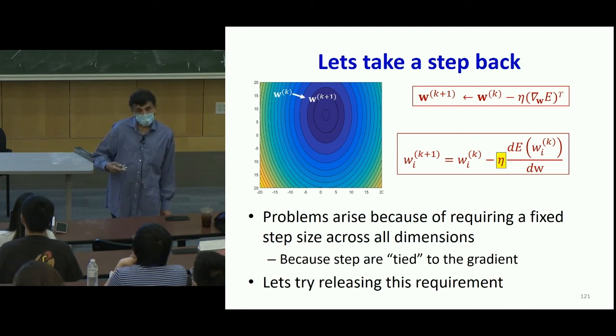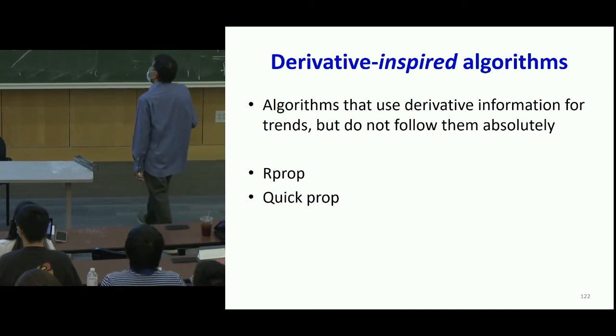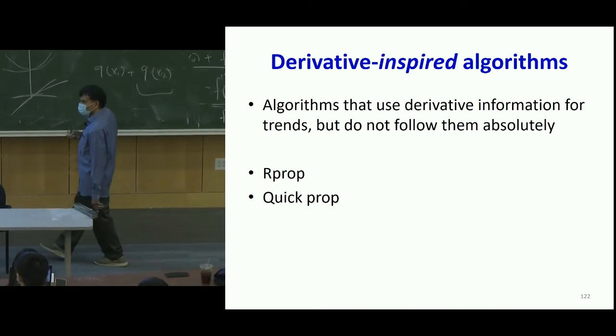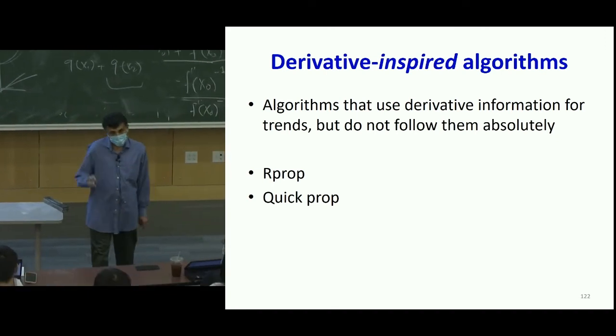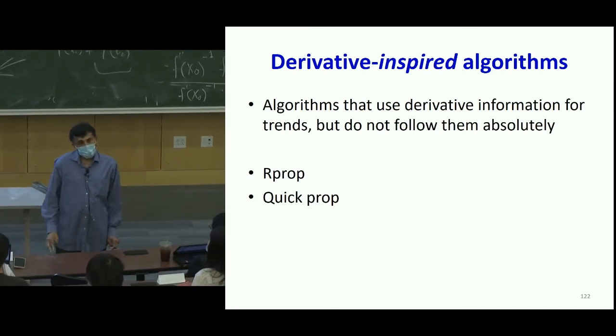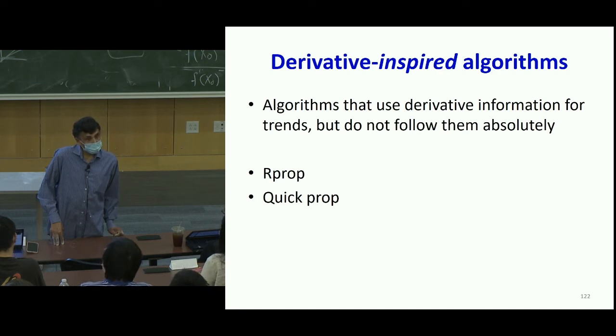So we need some heuristics for working these things out, right? So there were several derivative inspired algorithms that sort of try to do the right thing in each direction independently. And here's the problem, right? If I just find the optimal step size independently for each direction, there is no guarantee that I will actually find the overall optimum solution, right?